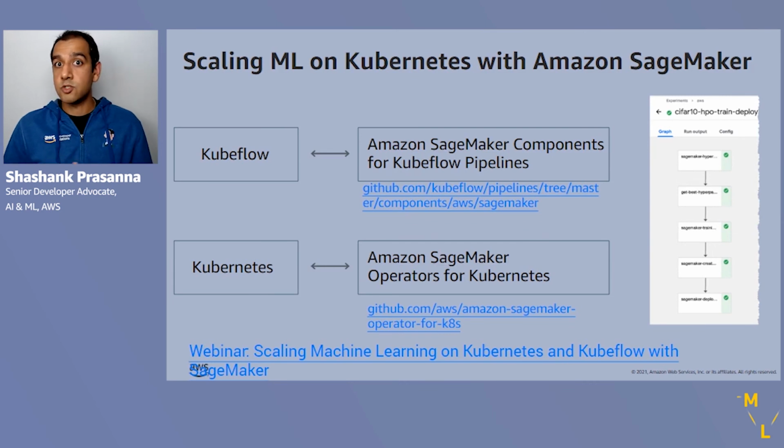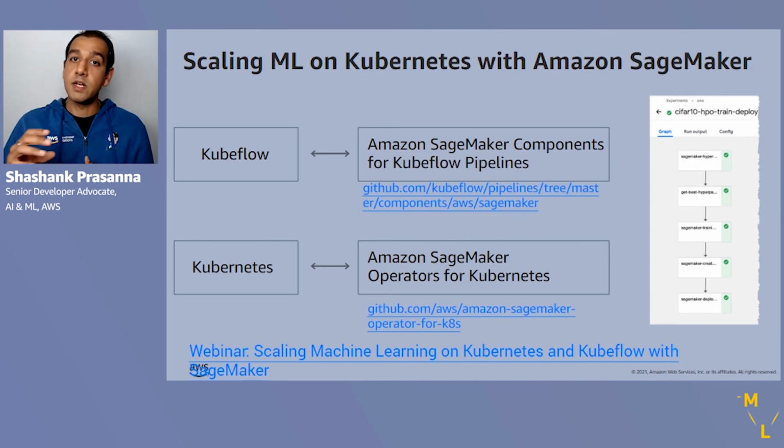So they can do that with these two projects that are also available. With SageMaker operators for Kubernetes, even if you're not using Kubeflow, just Kubernetes, you can submit jobs to SageMaker. And if you like using Kubeflow and you manage your machine learning pipelines using Kubeflow, there's also the SageMaker components for Kubeflow pipelines, where you can still set up your pipelines in Kubeflow, but each of the individual steps in the pipeline are actually SageMaker jobs. So you can be submitting hyperparameter tuning jobs to SageMaker.